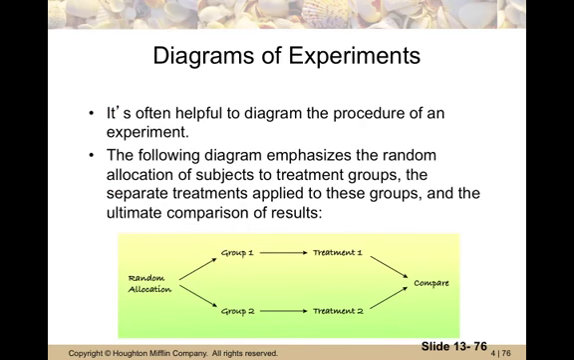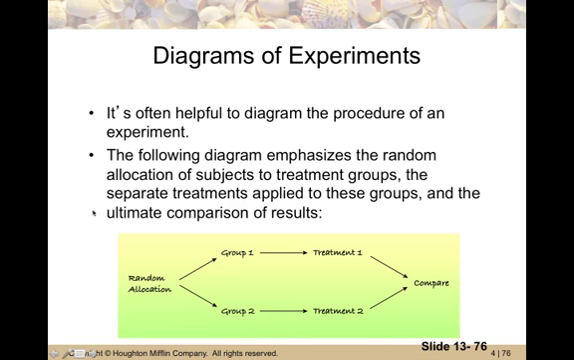It's often helpful to diagram the procedure of an experiment. The following diagram emphasizes the random allocation of subjects to treatment groups, the separate treatments applied to these groups, and the ultimate comparison of the results.